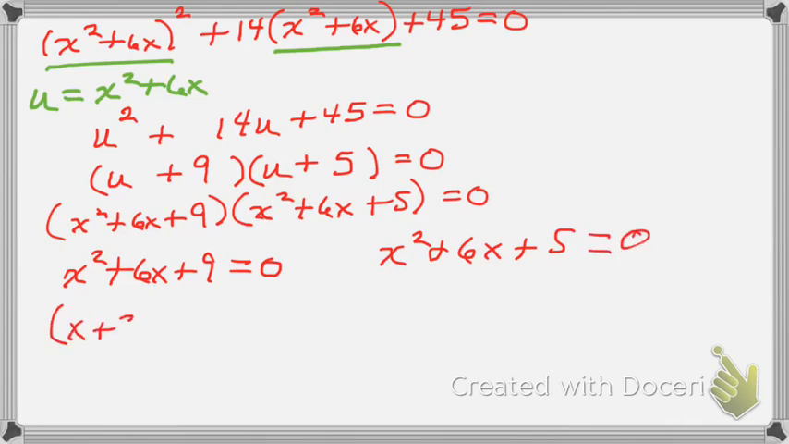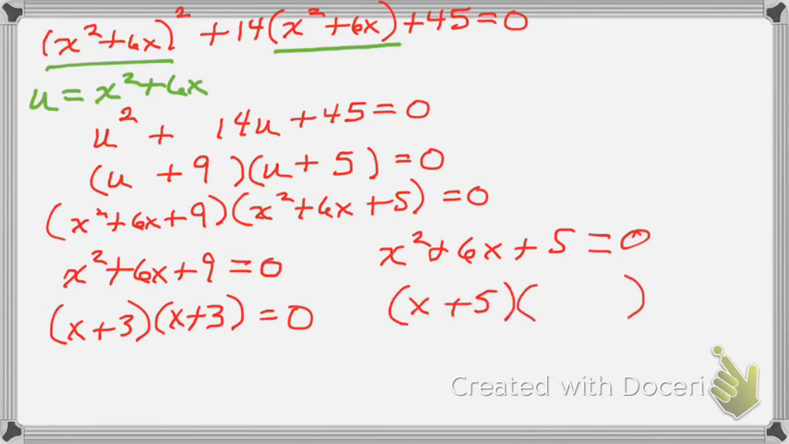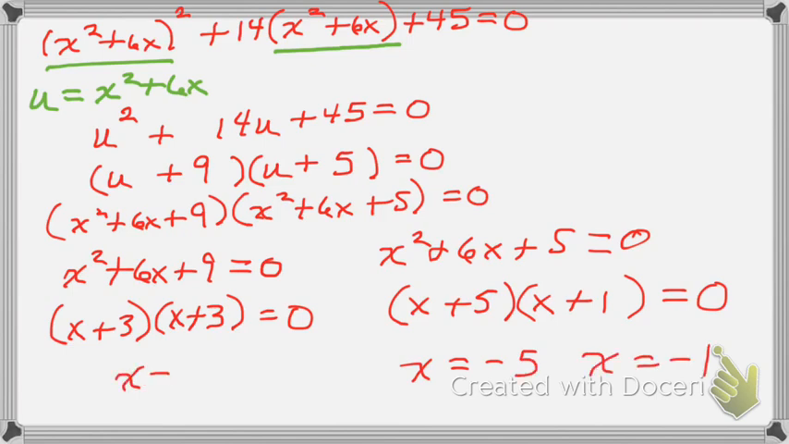x plus 3 times x plus 3, okay. And what if I factor this one? Would it be 5 and 1? 5 and 1. x plus 5, x plus 1. Okay, so I'm going to end up, it looks like, with 3 answers for x. I've got x being -5, x being -1, and x being -3. And this one, of course, exists twice, but you don't have to write it twice.